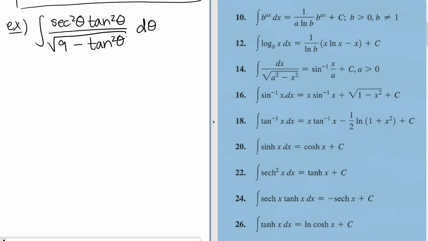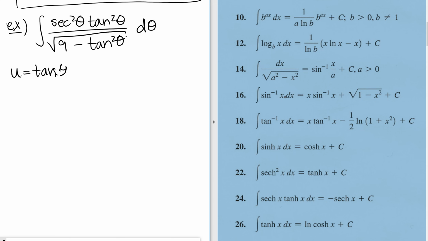You can look through the table there and you will see that you will not be able to find a table that has secant squared, tangent squared all over the square root of 9 minus tangent squared. But I know the derivative of tangent is secant squared, so it looks like a substitution that would make sense is u equals the tangent of theta.